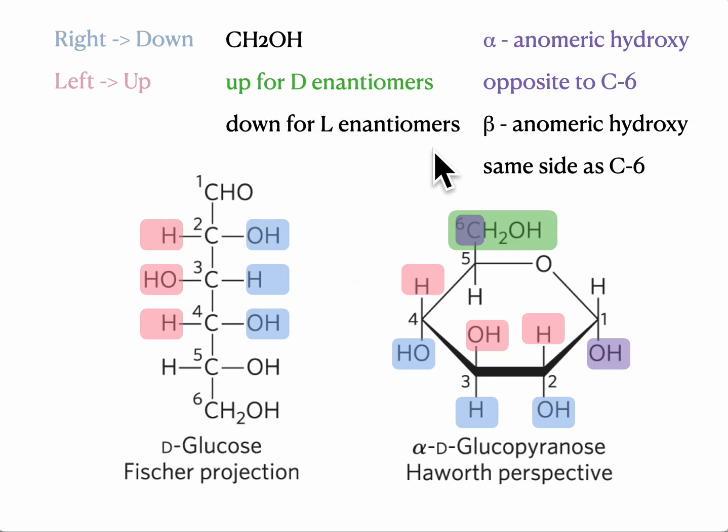And then, how do we determine whether it's a D or L isomer? If the 6th carbon is up, then that will be a D enantiomer. If the 6th carbon is down, that will be an L enantiomer. And then also, how do we determine its anomericity? Well, if the C1 carbon's hydroxyl group, in other words, alcohol, or OH group, is opposite to the C6 carbon, then we will call it alpha. If the OH group is upwards, and the 6th carbon is also upwards, that means they're on the same side, we will call it a beta anomer.